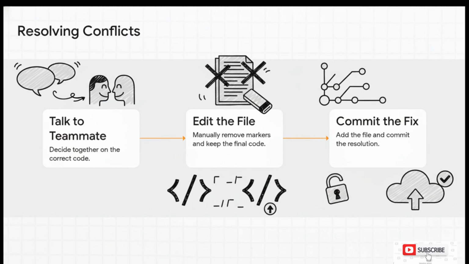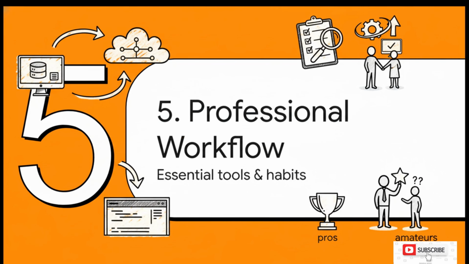And solving it is really more of a people thing than a code thing. Step 1 is always the same. Go talk to your teammate. Figure out what the code should look like. Then you just open the file, delete those weird markers and whichever bit of code you don't need, save it, and make one last commit telling Git, all good, we fixed it. So there you have it. You've gone from a solo commit on your machine all the way to a team-based pull request.